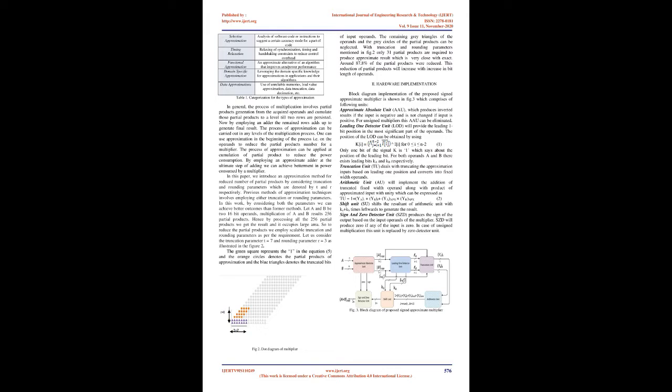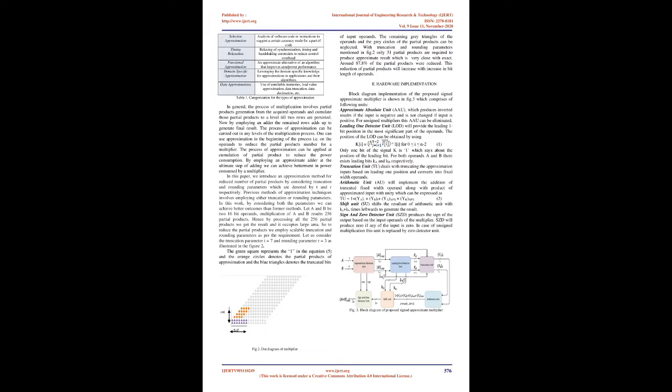Selective approximation: analysis of software code or instructions to suggest a certain accuracy mode for a part of code. Timing relaxation: relaxing of synchronization, timing, and handshaking constraints to reduce control overhead. Functional approximation: an approximate alternative of an algorithm that improves area/power performance. Domain-specific approximation: leveraging the domain-specific knowledge for approximations in applications and their algorithms. Data approximations: use of unreliable memories, load value approximation, data truncation, data decimation, etc. Table 1. Categorization for the types of approximation.